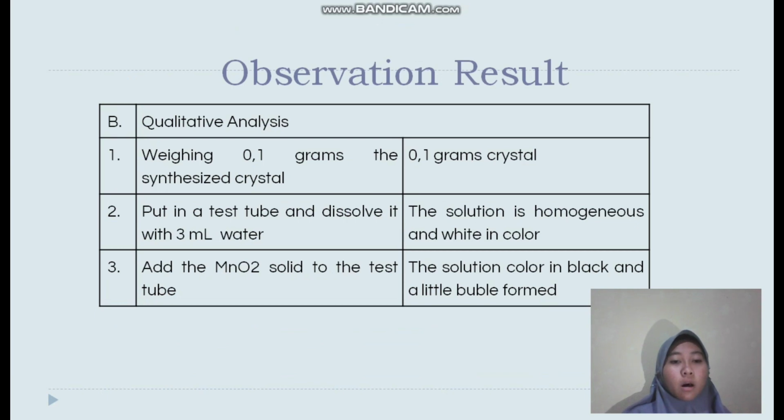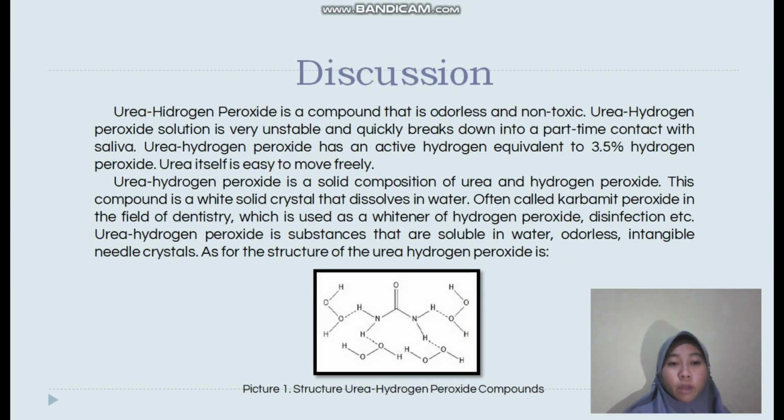Observation result: qualitative analysis. Weighing 0.1 grams of synthesis crystal. Put it in a test tube. The solution is homogeneous and colorless. Adding the MnO2, the solution color turns black and a little bubbles form.